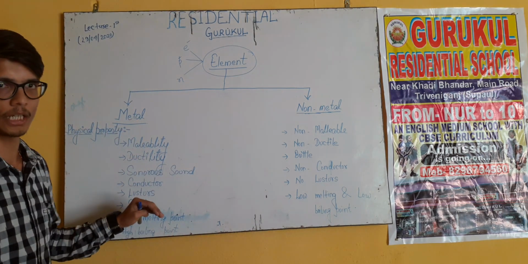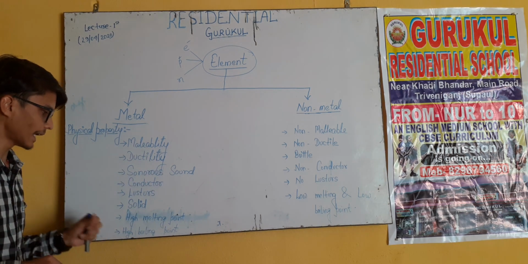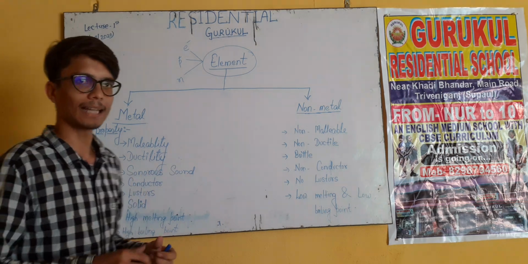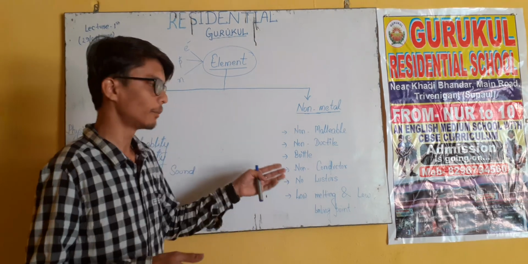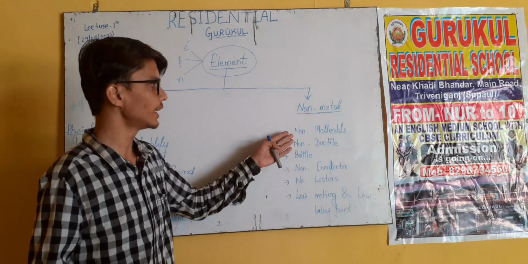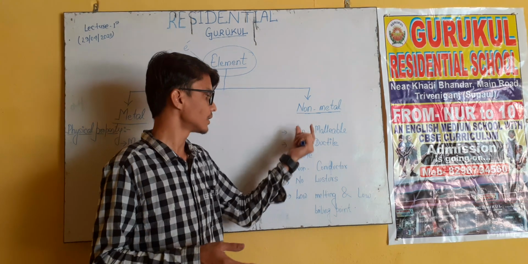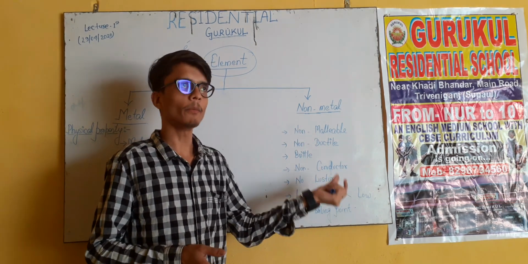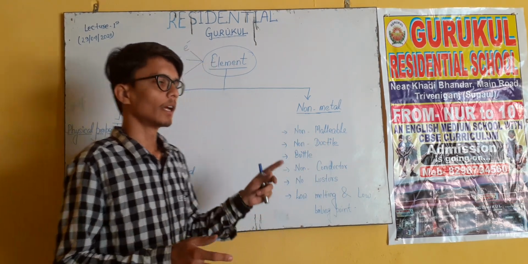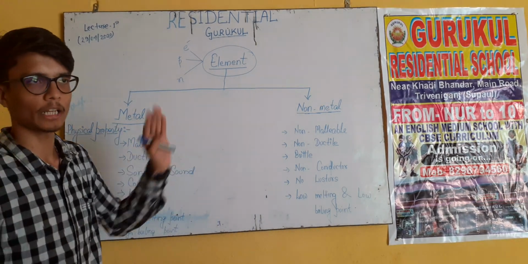When we are talking about physical property, these are the three major exceptions. High melting and high boiling point: all the metals have high melting and high boiling points, but non-metals have low melting points and low boiling points. And all the non-metals are normally found in liquid or gaseous form. So these are the basic differences between metal and non-metal known as physical property.